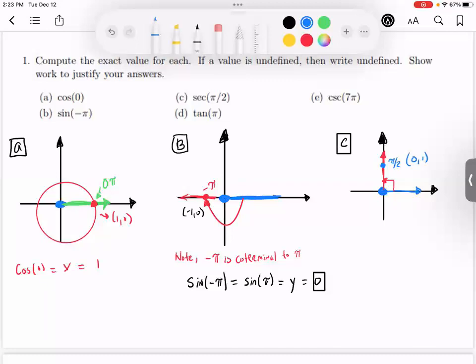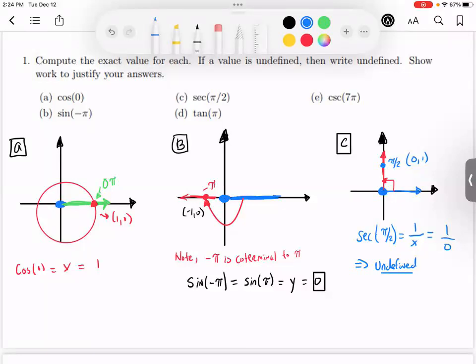So what is the definition now for secant? Well, if I want to evaluate secant of pi over 2, I have to do 1 over what? You do 1 over cosine. And cosine is always defined as x. So this is going to be 1 over x. What is my x value here? 0. 1 over 0 will give us undefined. So in this problem, we have a solution where it's undefined because you can't divide by 0.